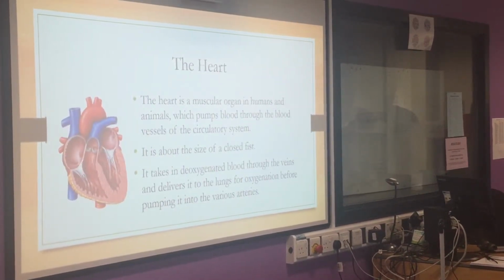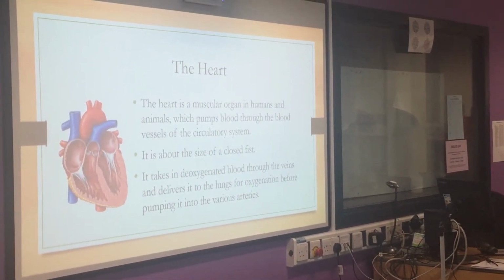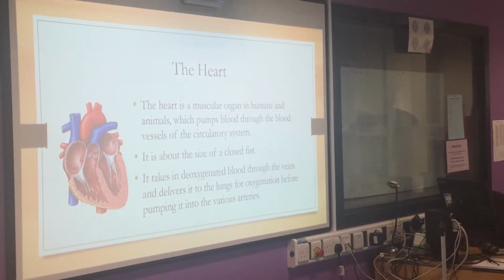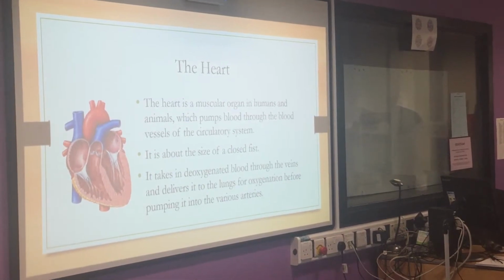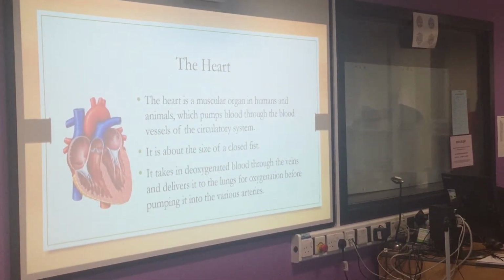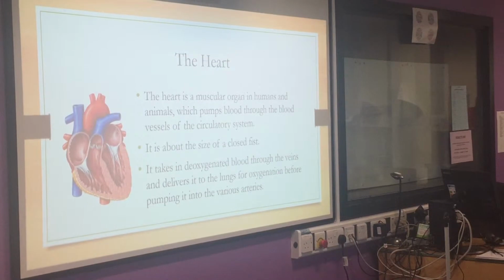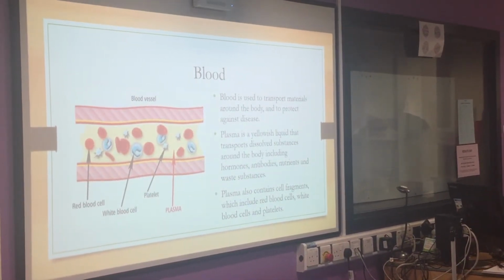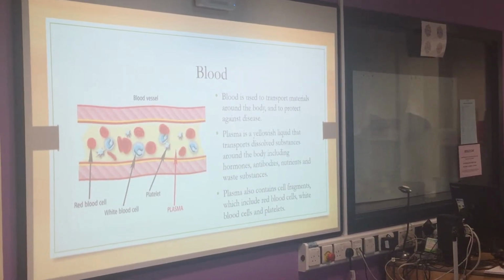The heart. The heart is a muscular organ in humans and animals, which pumps blood through the blood vessels of the circulatory system. It is about the size of a closed fist. It takes in deoxygenated blood through the veins and delivers it to the lungs for oxygenation, before pumping it into the various arteries. Blood. Blood is used to transport material around the body and to protect against disease.